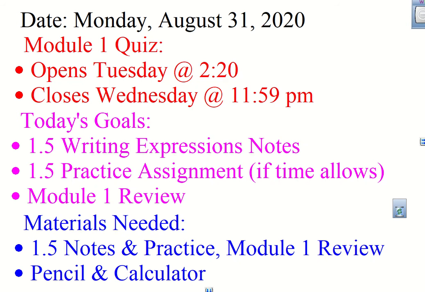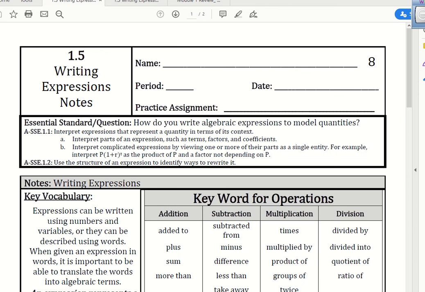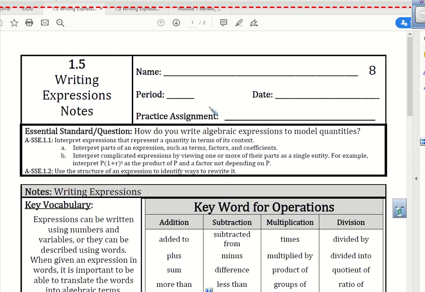All right, let's go ahead and get started. Notes. Go ahead and put your name on them. Today is August 31st, last day in August. We have a 3-day weekend coming up, so that's nice.